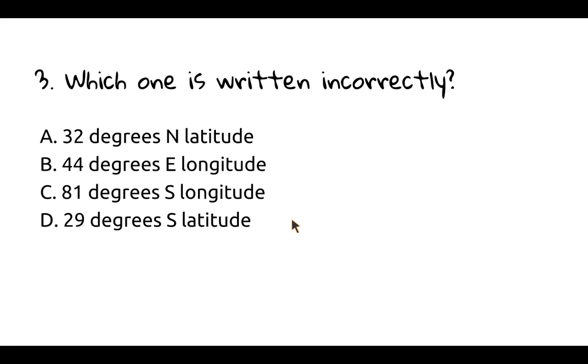All right, if you're hearing this, that means that you should be done. Let's check your answer. The answer is C, 81 degrees south longitude. The reason that's the answer is because south never goes with longitude. Remember, north and south are labels for latitude lines. At this point, if you're confused about that and you don't understand, then please silently raise up your hand. Let's move on to number 4.